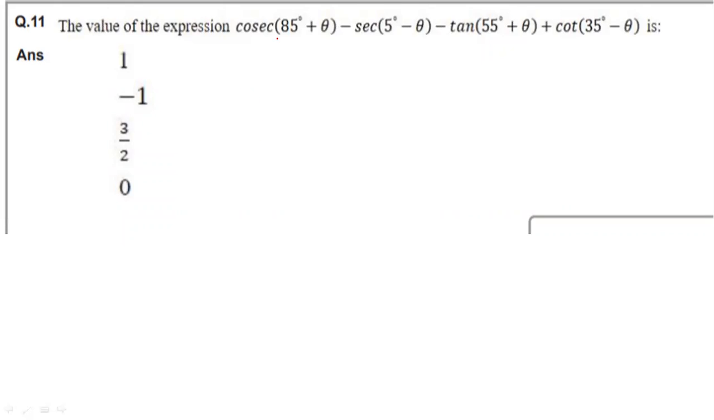Value of the expression cosecant 85 plus theta, 5 minus theta, 55 plus and 35 minus. So best option is put theta equal to 5 degree, because all the options are constants. They should be same for any theta value. So if I put theta equal to 5, cosecant 90, 1 minus secant 0, 1 minus tan 60 root 3 plus cot 30 root 3. 1 and minus 1 cancels, minus root 3 plus root 3 cancel. Answer is 0. Go to the next question.